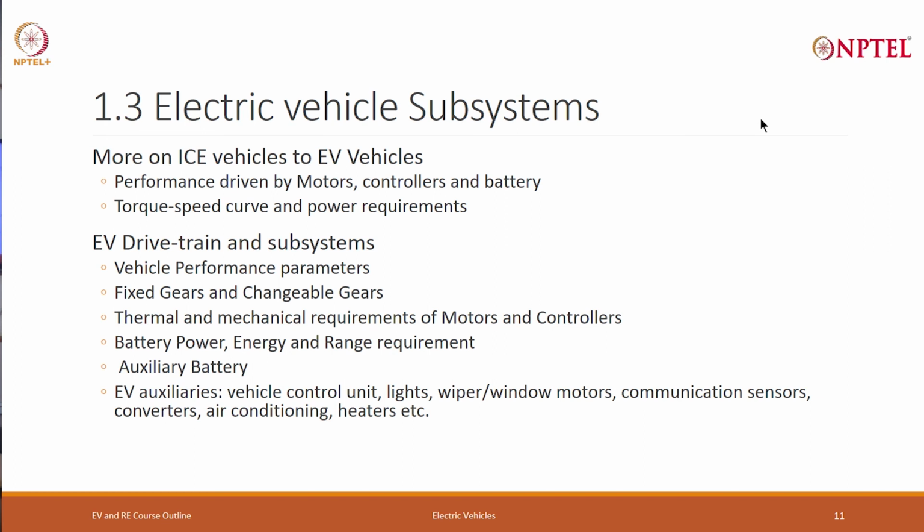We will talk about the concept of an auxiliary battery, and then all kinds of EV auxiliaries. Electric vehicles have all these units, again taking power from the battery, and therefore we will talk about the vehicle control unit, lights, wiper and window motors, communication sensors, converters, air conditioning, heating, etc. This together will be part 1 of the course, and that overview I will do to start the course. It will take the first 5.